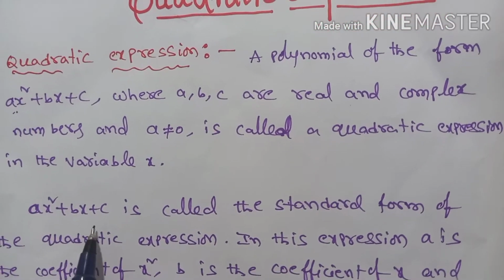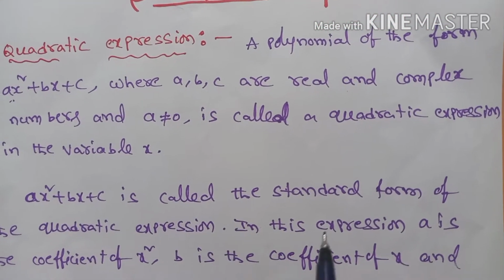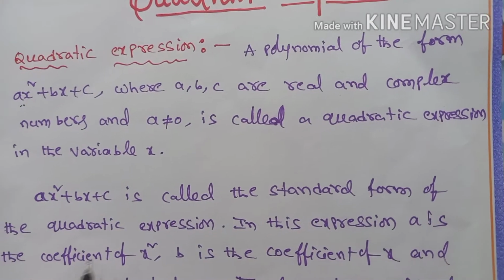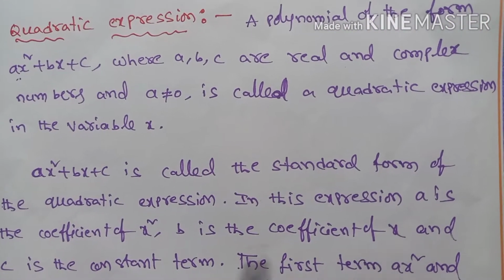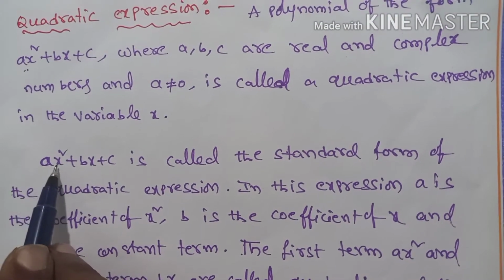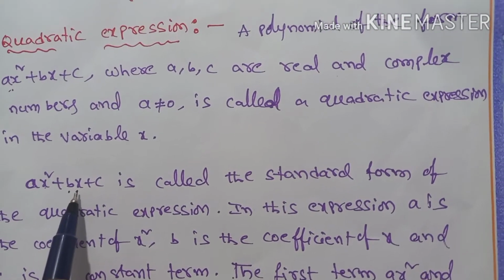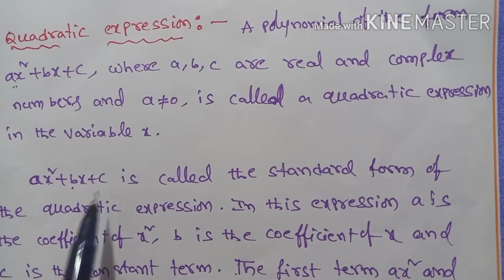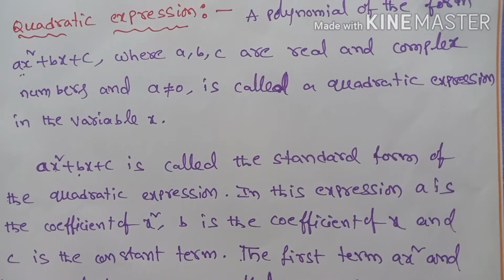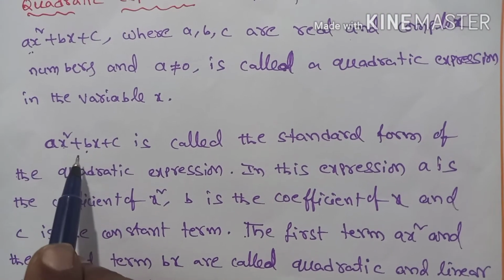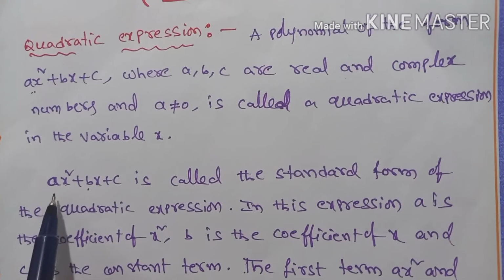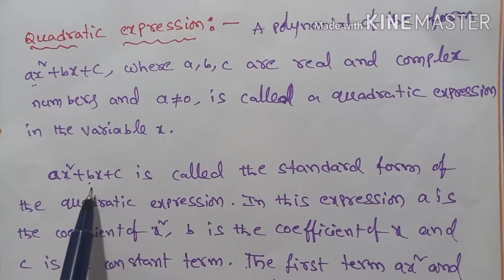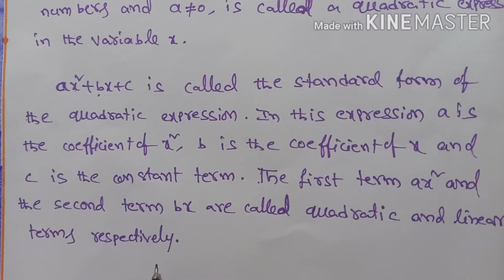Ax square plus bx plus c is called the standard form of the quadratic expression. In this expression, a is the coefficient of x square, b is the coefficient of x, c is a constant term. The first term ax square and second term bx are called quadratic term and linear term respectively.